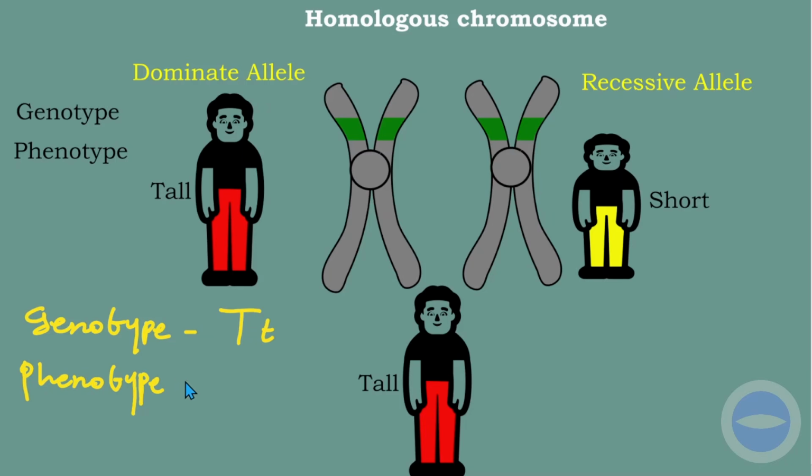And then phenotype is what is expressed, or what we see: someone who is tall, so we write tall, because tall is dominating and is the one that is expressed. For phenotype, it will be tall. Genotype is capital T for dominating and small letter t for short, which is recessive. I hope I make sense.